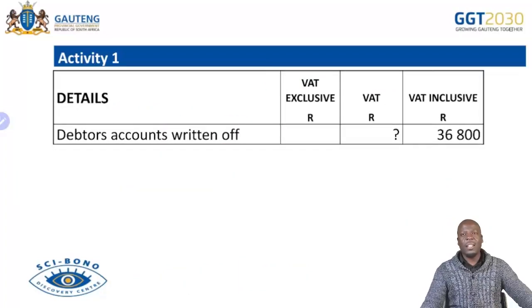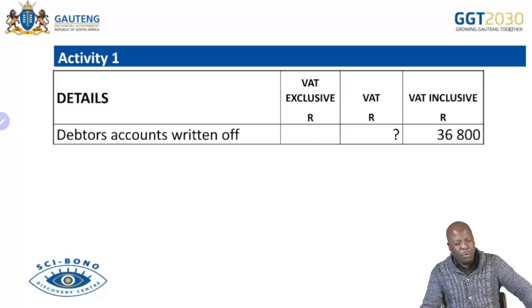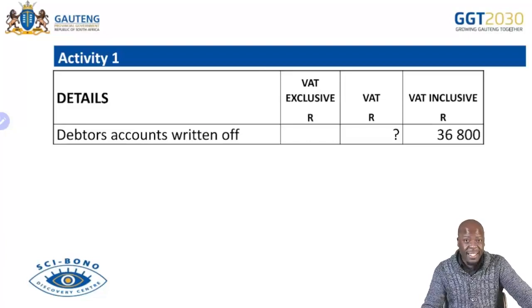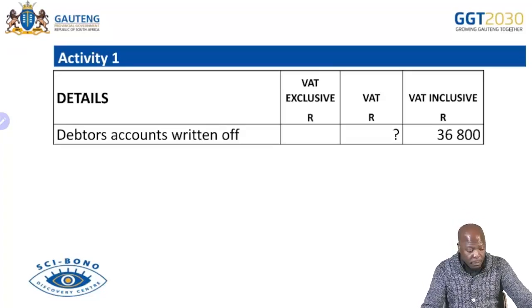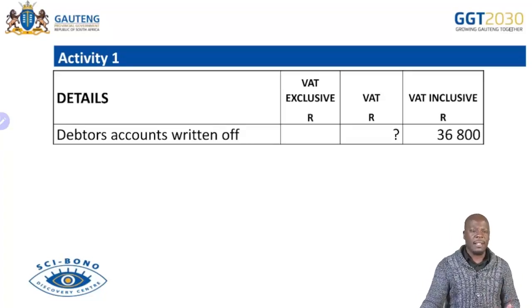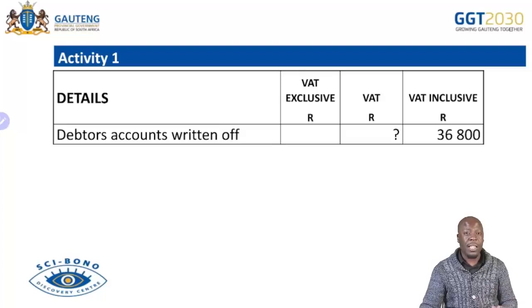Okay, I think we have one more to go. Debtors accounts written off. What do we call this? These are bad debts, isn't it? Debtors accounts written off, and we have VAT inclusive. Now, the question becomes, is it input or output? I would like us to trace it, get the relationship between the bad debts and the movement of goods, so then you can get to know if it is input or output.